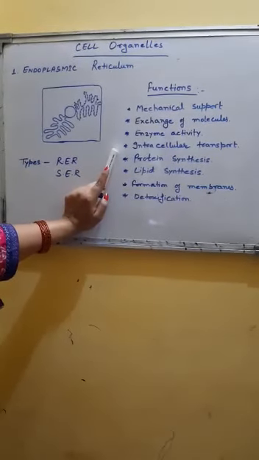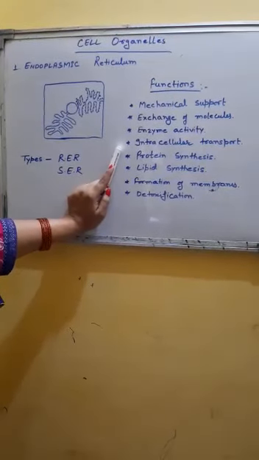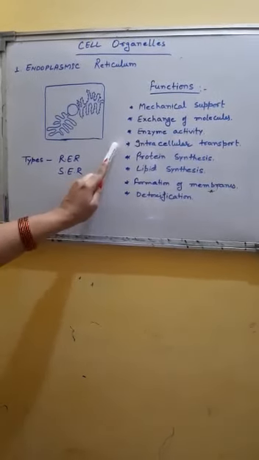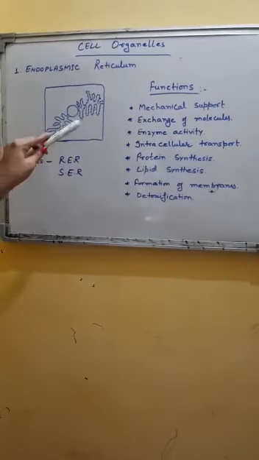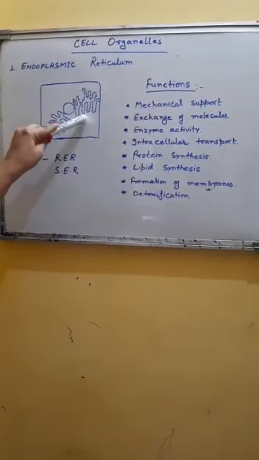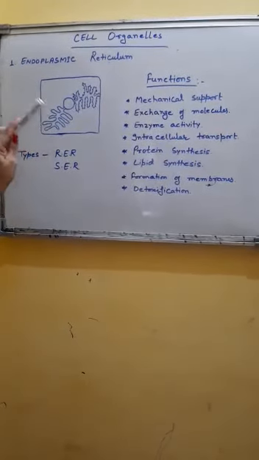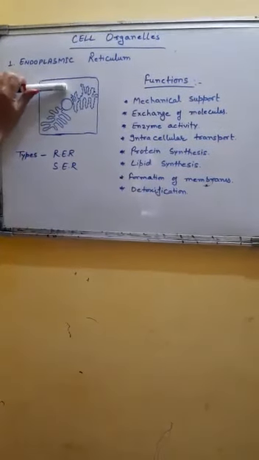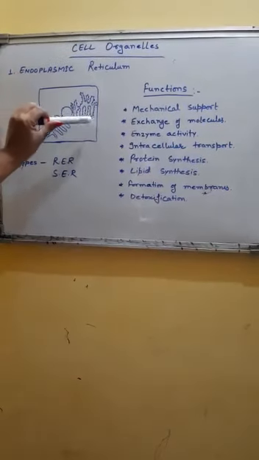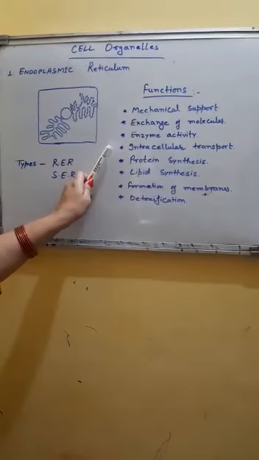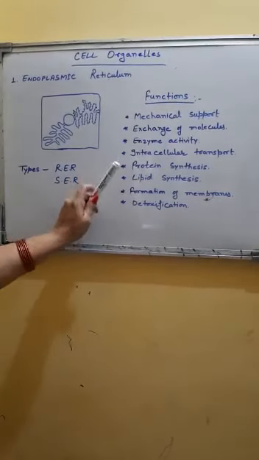The next function of endoplasmic reticulum is that it performs intracellular transport. It is responsible for movement of substances within a cell from one place to another. Since it forms a channel-like, tunnel-like structure, it is helpful in exchange or transport of substances from one part of the cell to the other part. So it is responsible for intracellular transport.